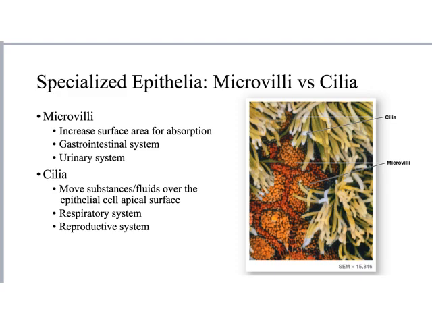Cilia, on the other hand, are really designed to help move things along. We talked earlier that in the respiratory system cilia move mucus up and out, and in the fallopian tubes of the female they help move the eggs through the fallopian tube.